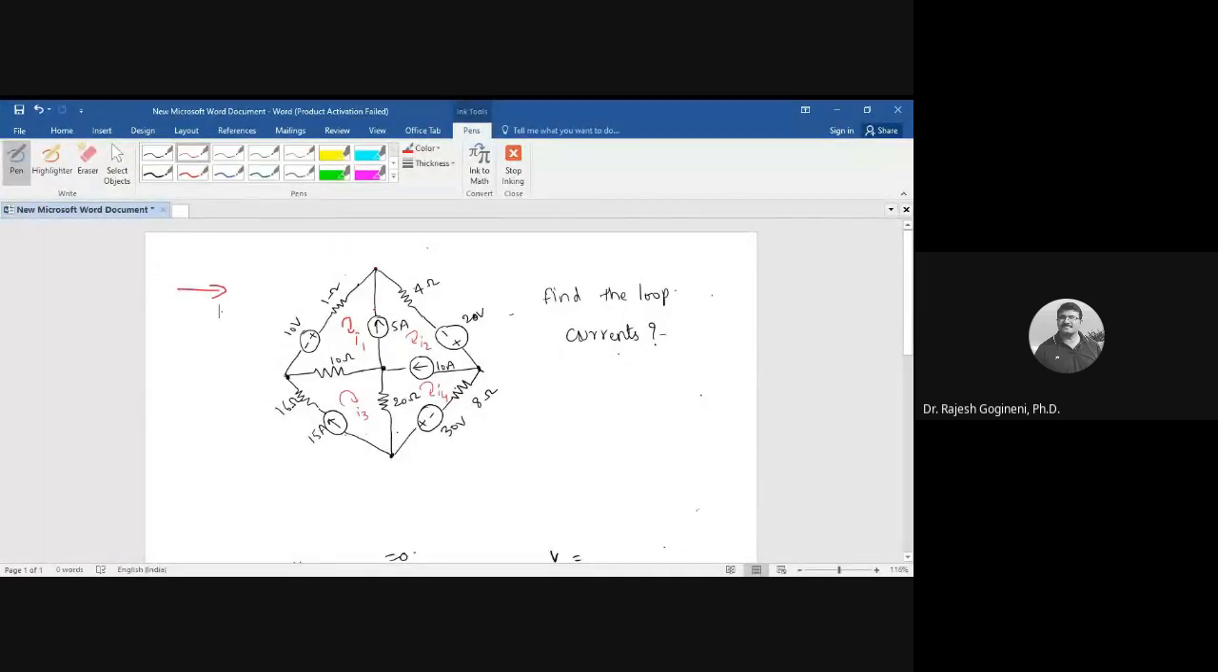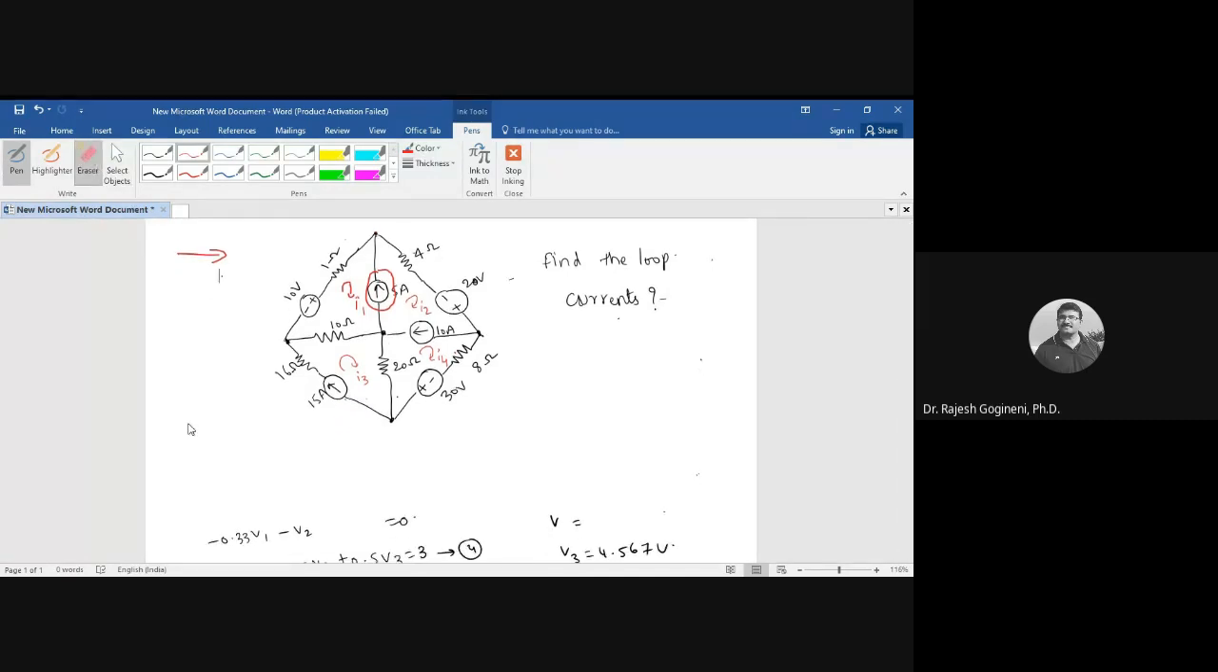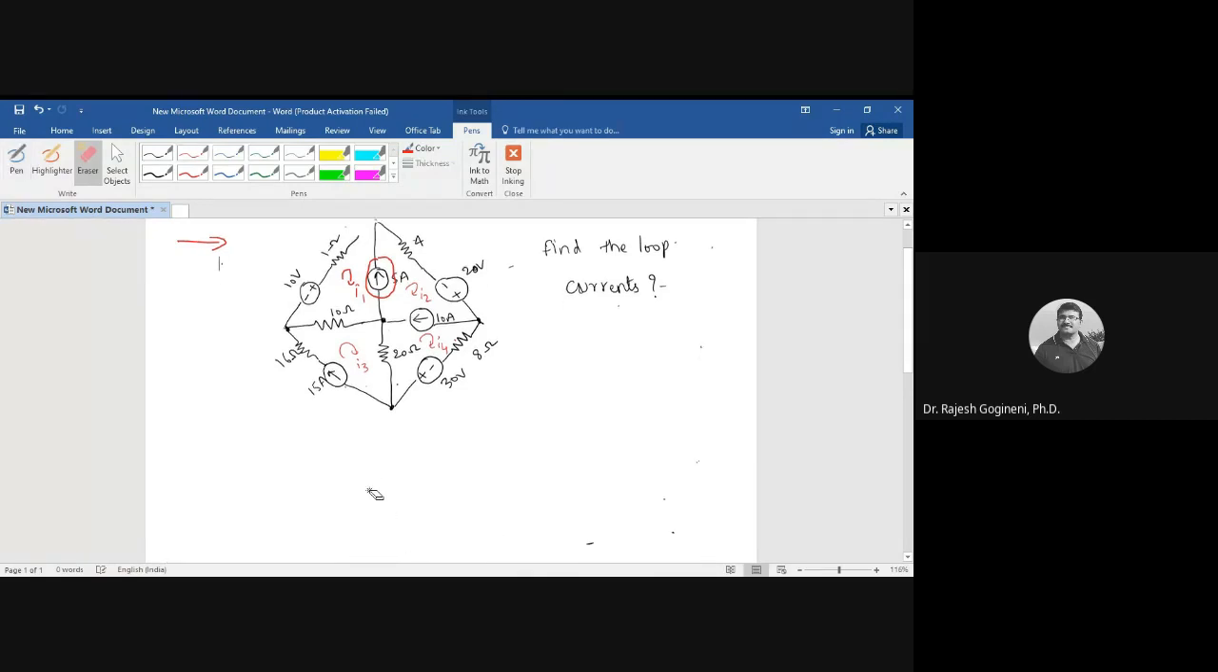No, 5 ampere source is there in between I1 and I2, so it forms a super node. One more, 10 ampere is there between second loop and fourth loop. So this is also a super mesh. Sorry, super mesh between 1 and 2 and super mesh between 2 and 4. And 15 amperes is there at the outer loop, so we can neglect that outer loop branch. Only the current relation we can take from that.